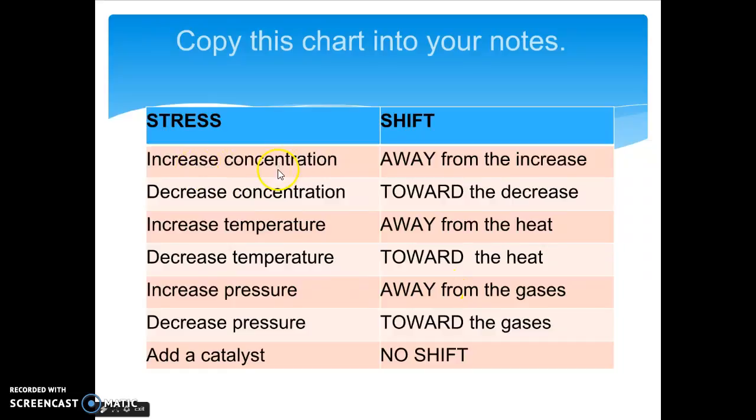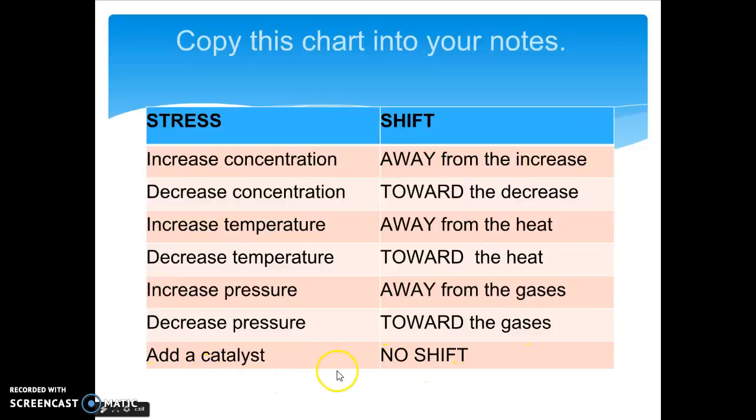If I increase the concentration, the shift will occur away from the increase. If I decrease the concentration, it's going to shift towards the decrease. If I increase the temperature, it's going to shift away from heat. If I decrease the temperature, it's going to shift towards the heat. An increase in pressure shifts away from the gases, a decrease in pressure shifts towards the gases, and adding a catalyst is not going to have a shift.